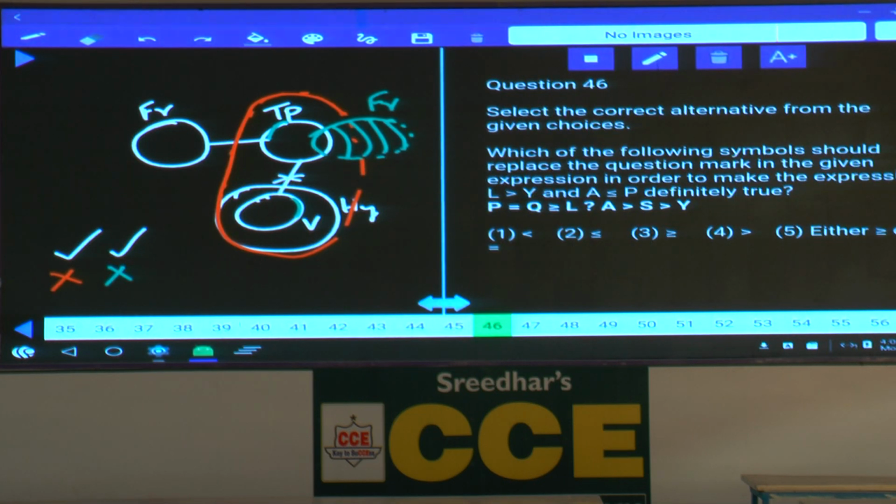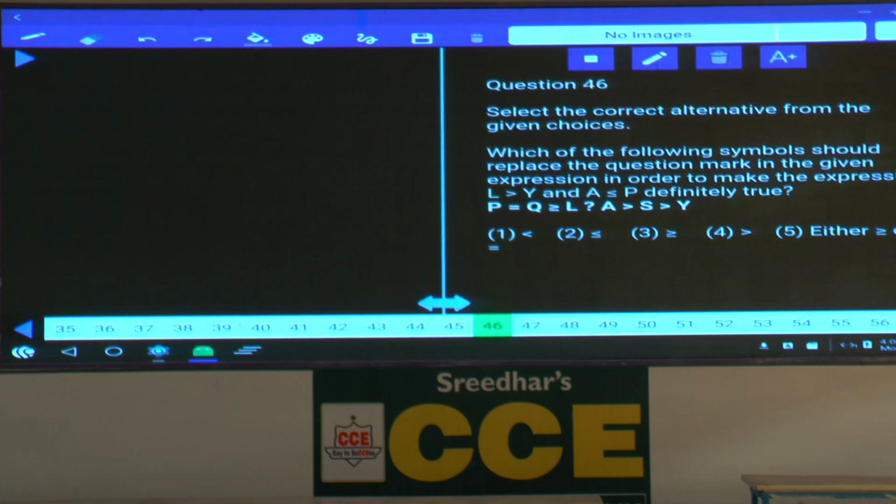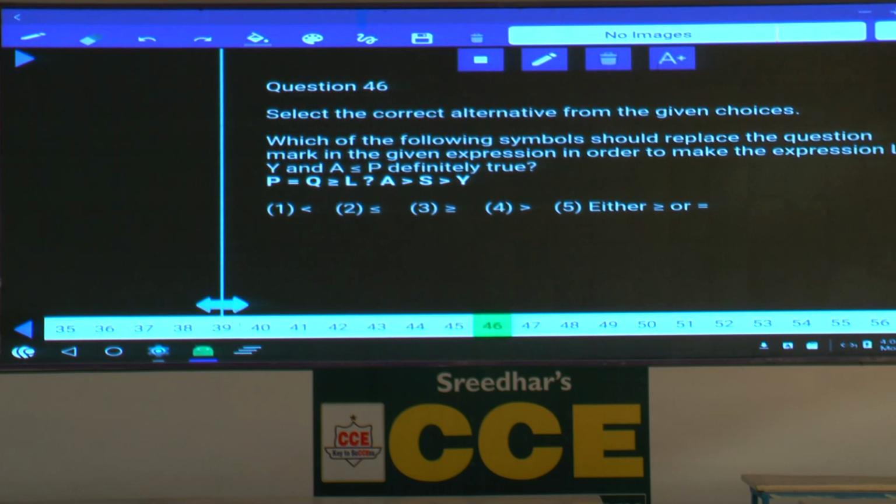Then 46 onwards. Now, question numbers 46 to 50. Now, coded inequalities. First, we need to have which of the following symbols should replace the question mark in the given expression in order to make L greater than y. First, we need to have L greater than y, and at the same time A lesser than or equals to P, definitely true, isn't it? Now, tell me which symbol should replace the question mark in order to get L greater than y, and at the same time A lesser than or equals to P.